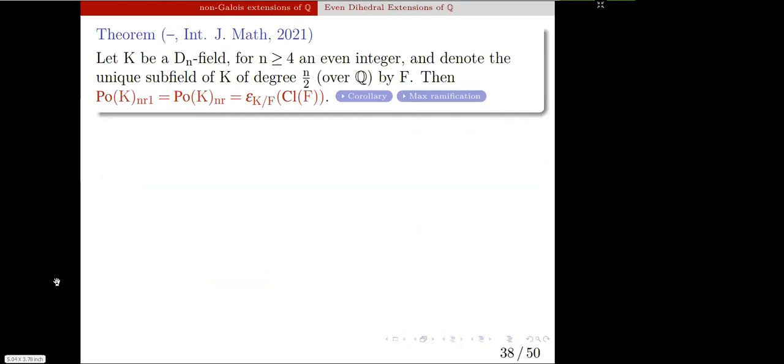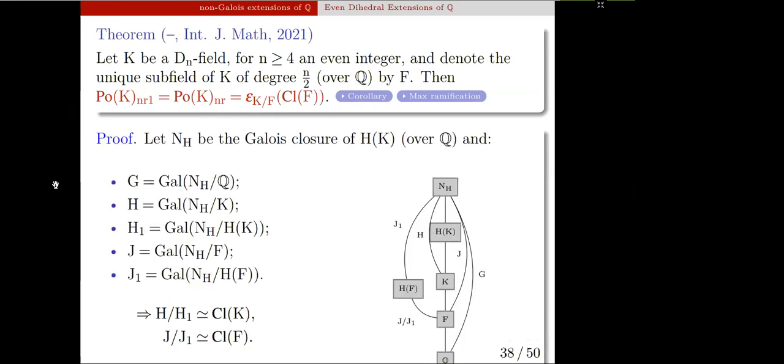This is the main theorem of this section, which completes the results about Pólya and pre-Pólya groups of dihedral number fields. It says that for a D_n field K for an even integer, and the unique subfield of K of degree n over 2 denoted by F, these equalities hold. In particular, the pre-Pólya group of K and the image of the epsilon map of K over F are equal. For the proof, we need some technical group-theoretical techniques and some facts in class field theory, and I will try to give a short proof.